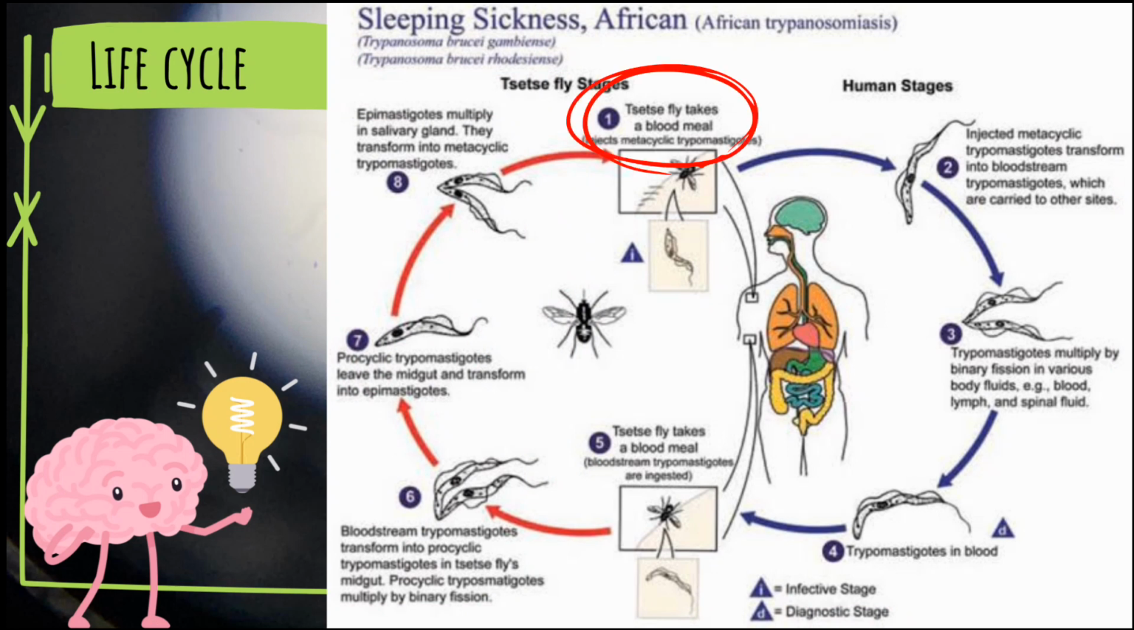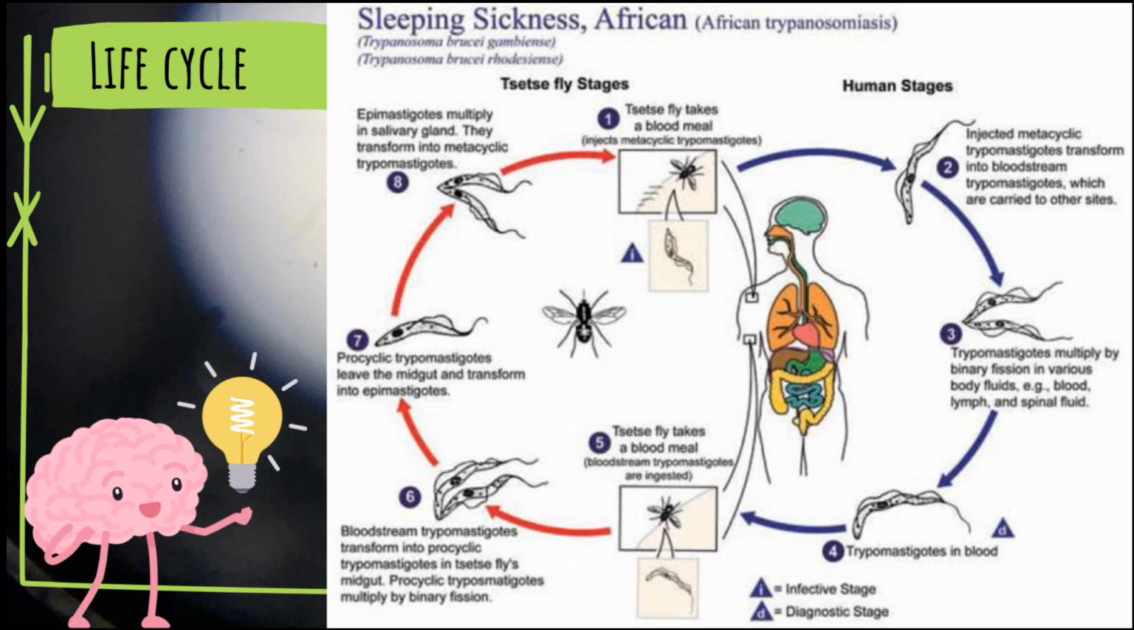So the first one is the tsetse fly takes a blood meal. The tsetse fly injects metacyclic trypomastigotes. So it takes blood from you and injects the metacyclic trypomastigotes. And then after it is injected, it transforms into bloodstream trypomastigotes, and then it is carried into other sites such as the lymph and spinal fluid.